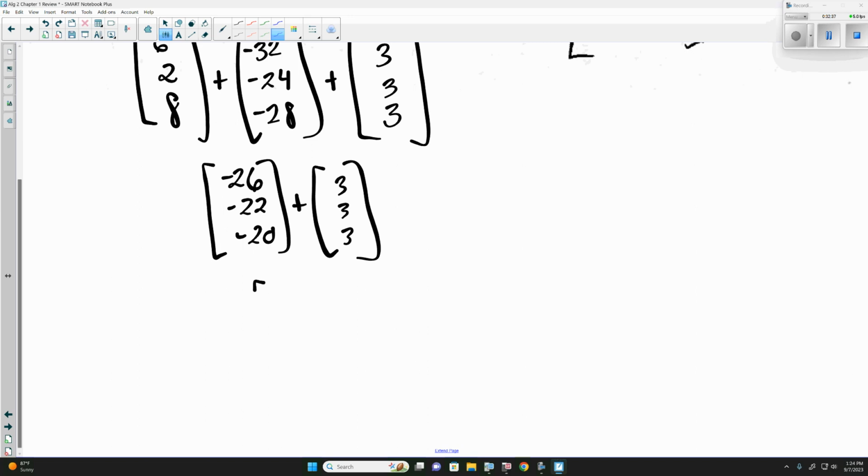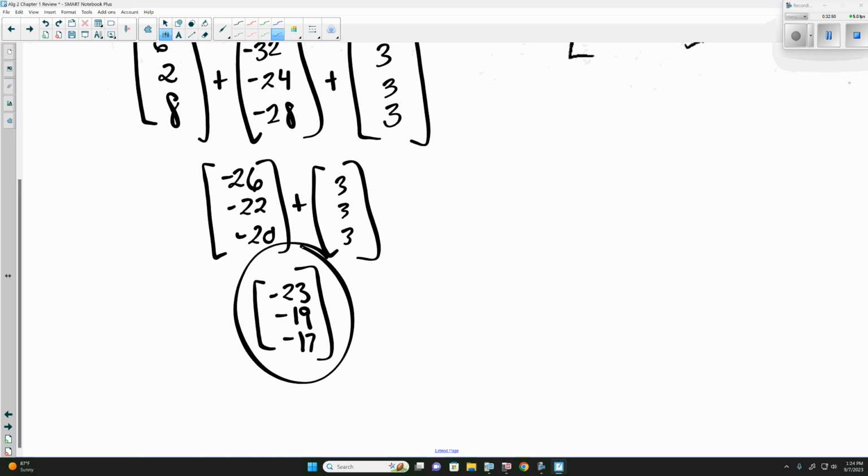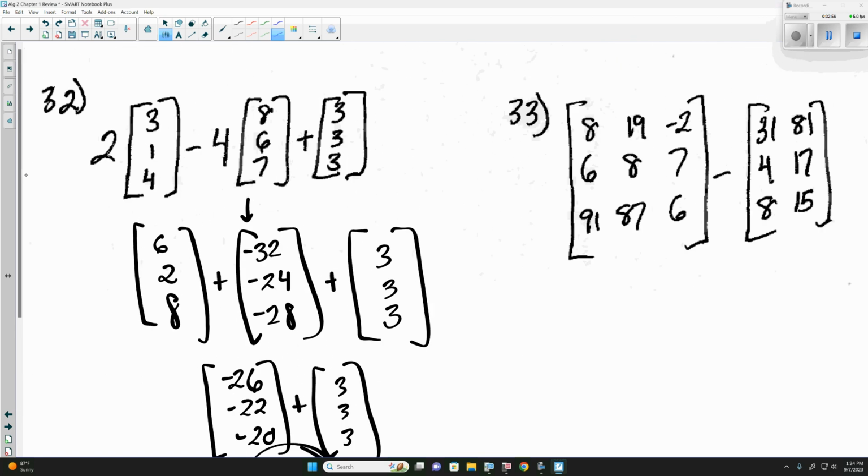And the last thing, -26 plus 3 is -23. -22 plus 3 is negative. And -20 plus 3 is negative. And that's it. Now the other way we could have done this in the calculator is I could plug this in as A, this is B, and this is C, and then when we input it, it has 2A minus 4B plus C, and told the calculator to do it for us. So that is possible too.